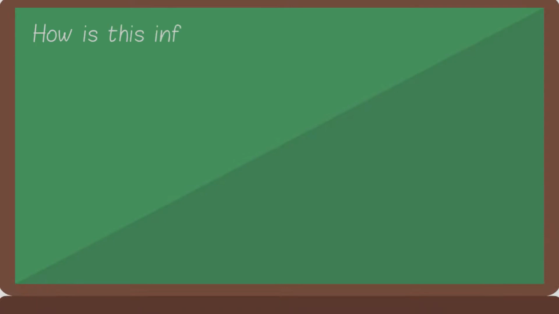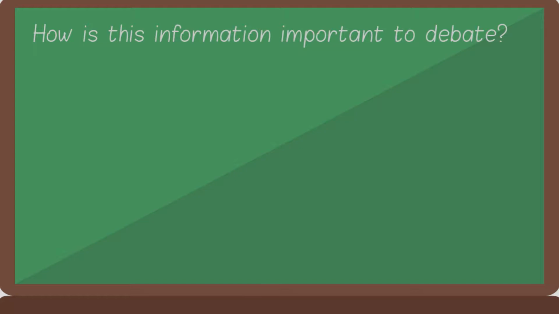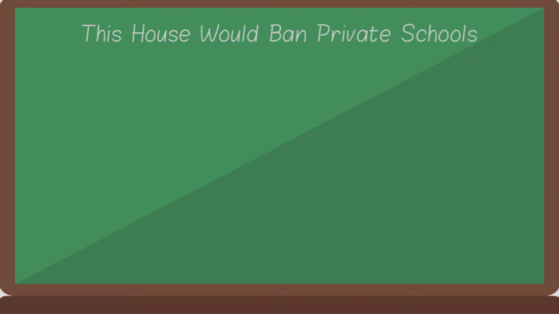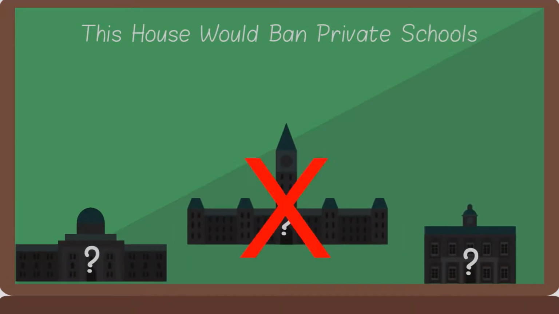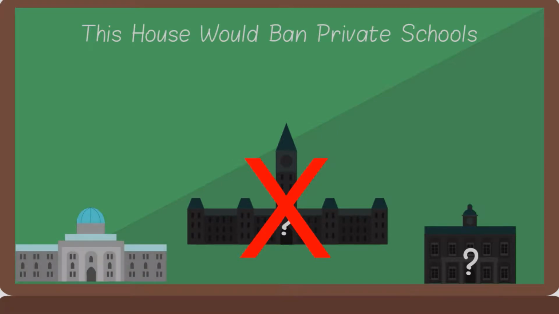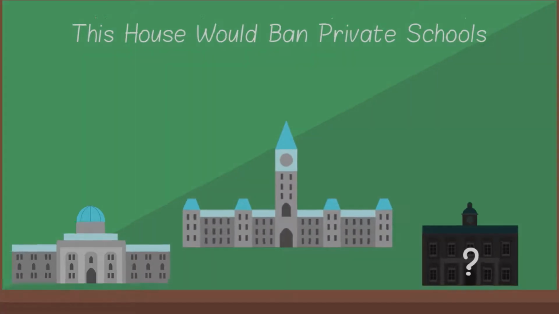So, how is this information important to debate? Well, in debate you need to propose who is making what change when you see a motion. For example, if you're debating the topic, "This House would ban private schools," who would you set as this House? Not the federal government, because they aren't in charge of education. You'd need to pick a provincial government. Similarly, any topic about refugees, citizens, or defense should likely always be the federal government.